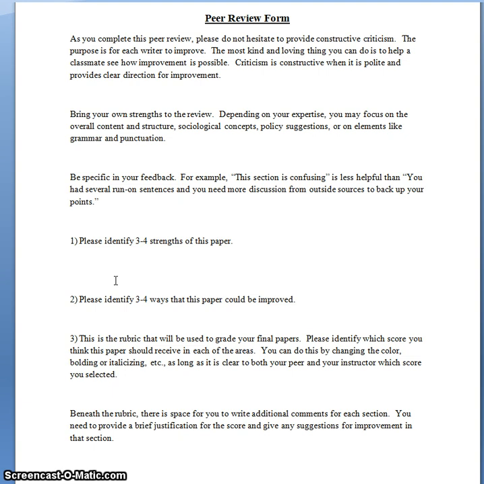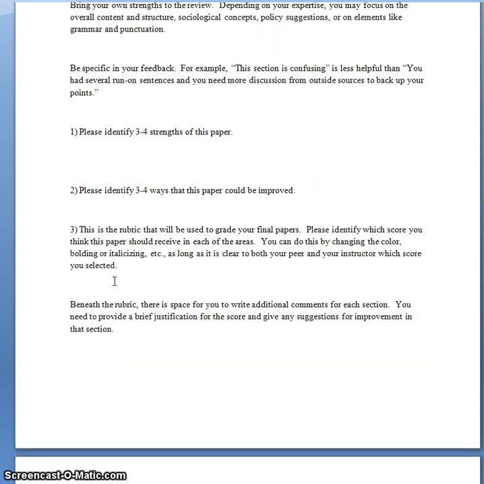And again, specific. If you don't think their grammar is very good, what is it about their grammar that isn't very good? If you think their research needs help, is it that their sources are not scholarly? Is it that they are not presenting them in the text of the paper? Just be clear about that so that they can fix those weaknesses before their final draft. The next portion is a rubric.